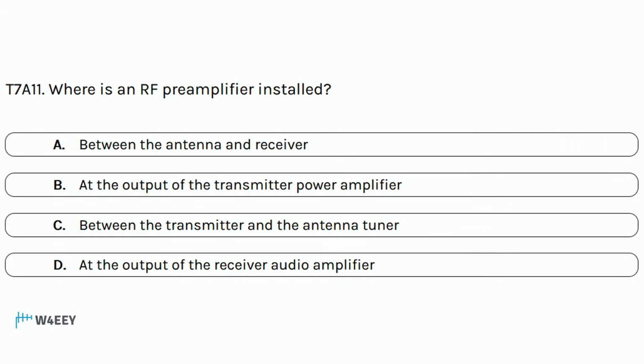And where is an RF preamplifier installed? Alpha. Think about my old Heath Mohawk and the fact it couldn't hear very well on 15 and 10 meters. You install that between the antenna and the receiver, the RF preamplifier.